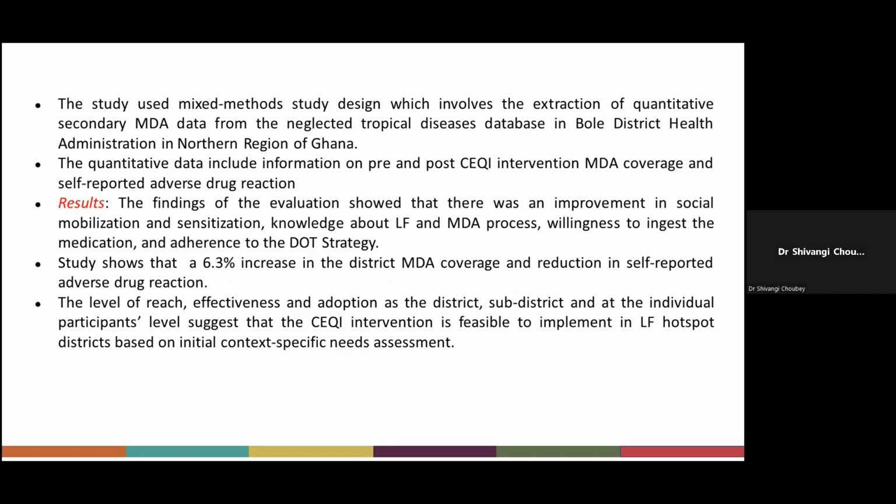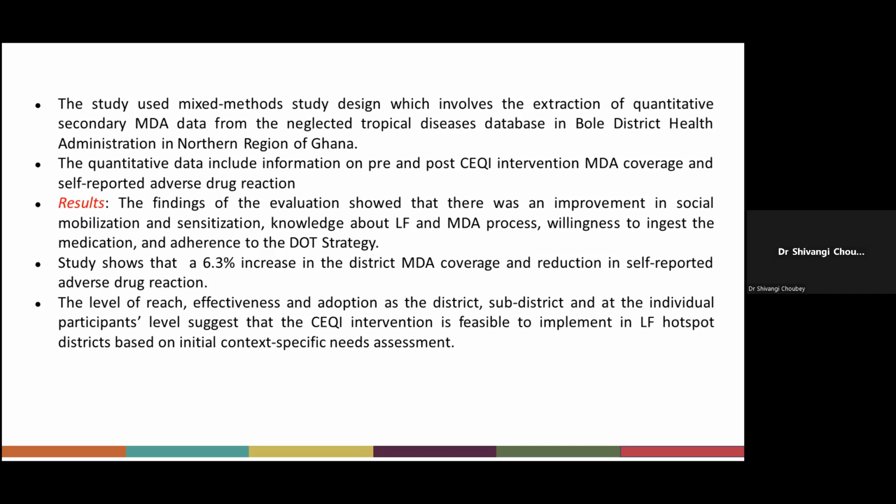So this study used a mixed method design, which involved the extraction of quantitative secondary mass drug administration data from the neglected tropical disease database. The quantitative data include information pre and post CQI intervention, MDA coverage, and self-reported adverse drug reaction. The findings of the evaluation showed that there was an improvement in social mobilization, sensitization, knowledge about lymphatic filariasis, and the mass drug administration process. There was willingness to ingest the medication and adherence to the DOT strategy.